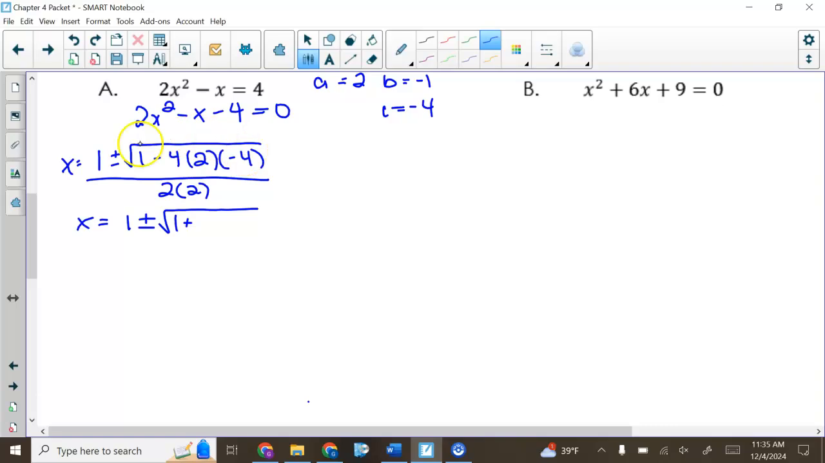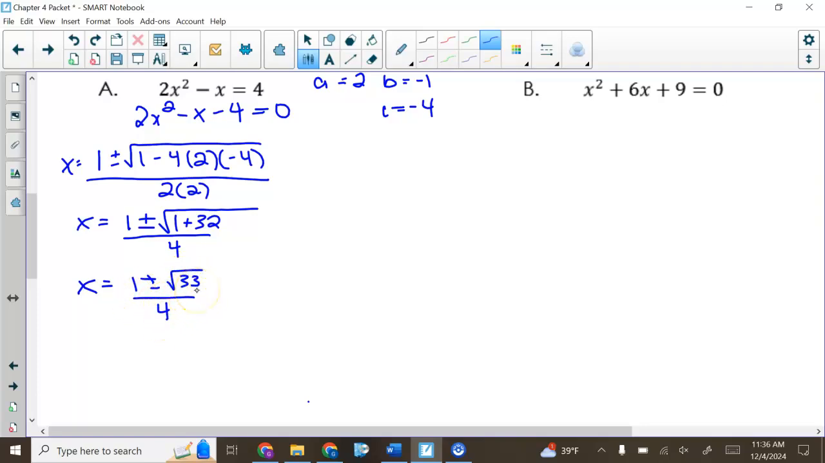All right, as you're simplifying under the radical, remember you have a negative times a negative, that's going to turn to positive. And then that 1 that we had over here, it was -1 squared, but that will also turn to positive because you're squaring a negative. All right, so if we simplify that, 1 plus or minus square root of 33 over 4.